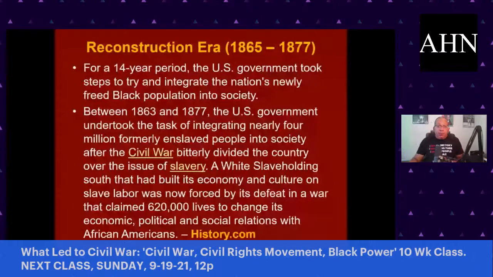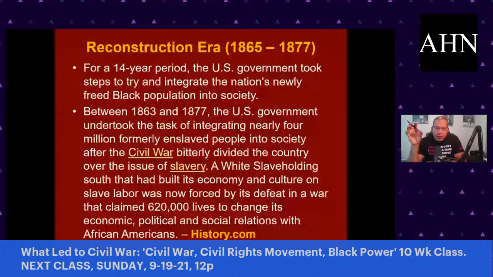Reconstruction is going to be the period of time 1865 to 1877. During this period, after chattel slavery ends for all practical purposes, for a 14-year period the U.S. government took steps to try to integrate the nation's newly freed Black population into society.